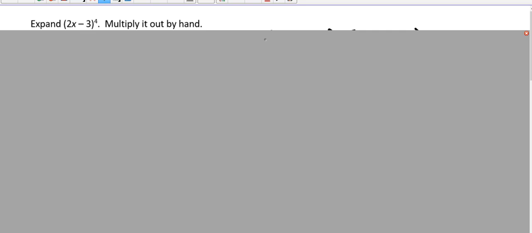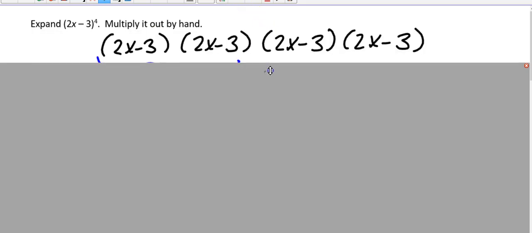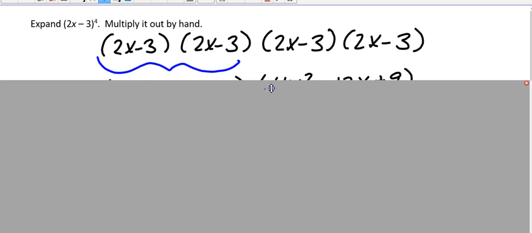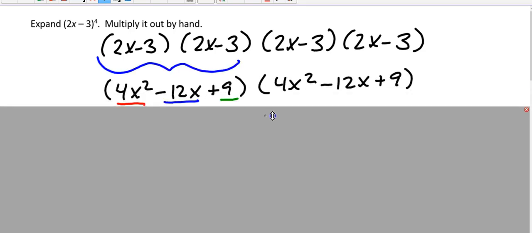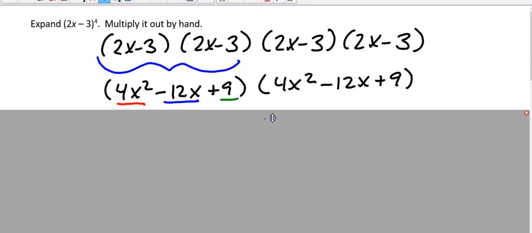So the first thing we're going to do is just multiply it out by hand to see what we would get doing it that way. Obviously we're multiplying out 4 factors of 2x minus 3. You need to do it in pairs, and since they're the same, once you've done one, you've done both. So notice this would be 4x squared minus 6x minus another 6x, giving us negative 12x for the middle term, and then negative 3 times negative 3 is positive 9.